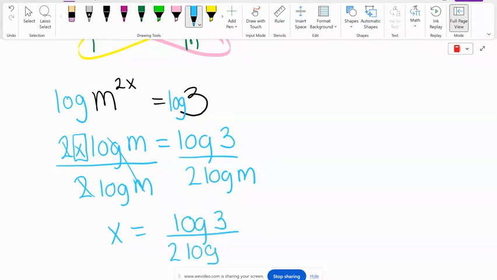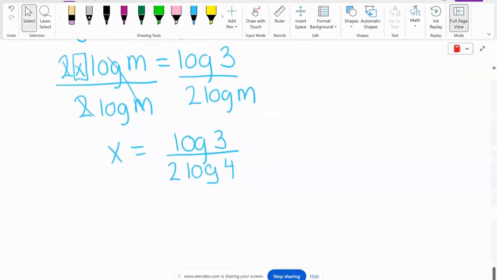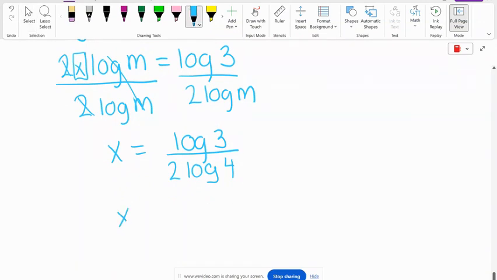But didn't we use substitution? What did we say m was? 4. So now I'm not going to make it log of m. I'm going to make it log of 4. And this is what you type into your calculator. When you type this into your calculator, we should get x is equal to 0.396.